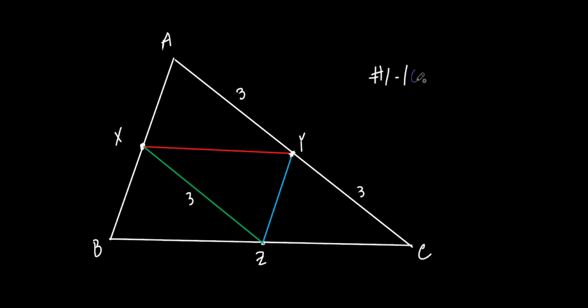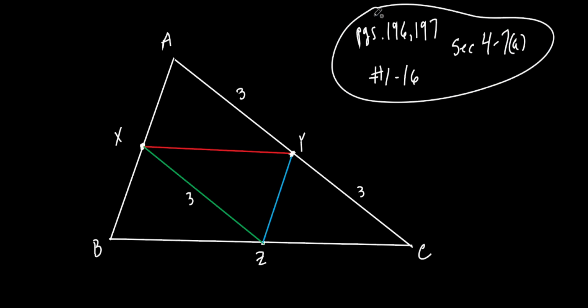It's 1 through 16, and it is pages 196, 197. All right, and this is section, what is it, 4-7? We'll call it A, because I'm going to give you a second part to do tomorrow, okay? So this is A. Tomorrow I'm going to give you part B. On Friday, I'm going to give you the worksheet, okay? Friday, I'll give you the worksheet, but this is the first assignment for 4-7.